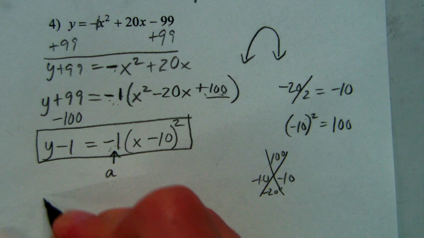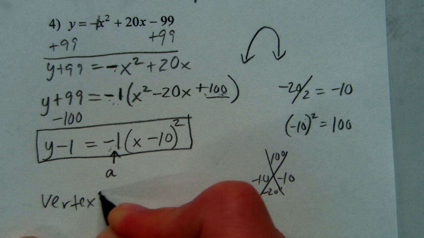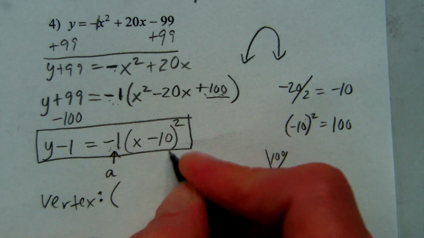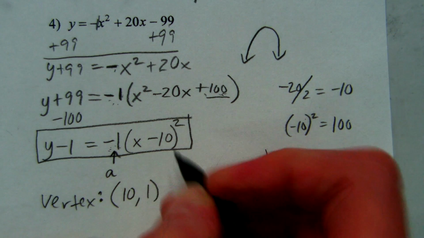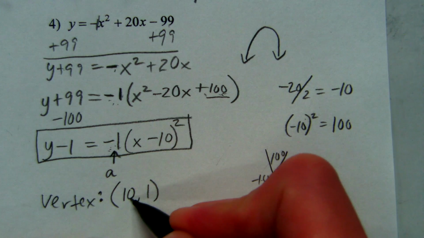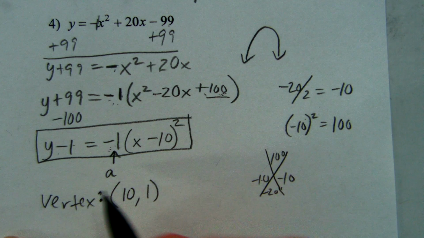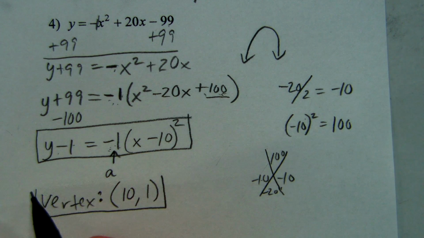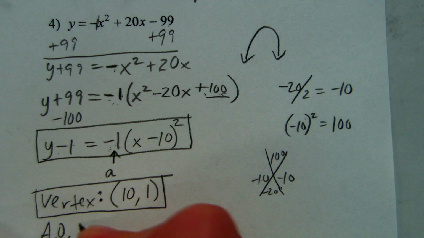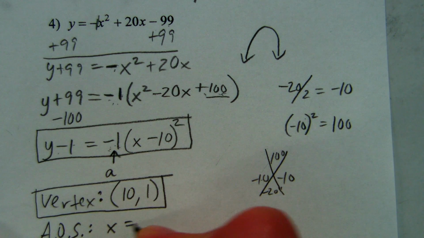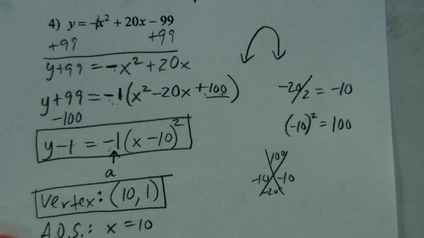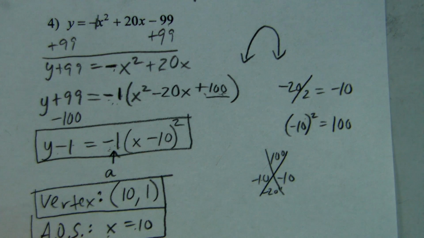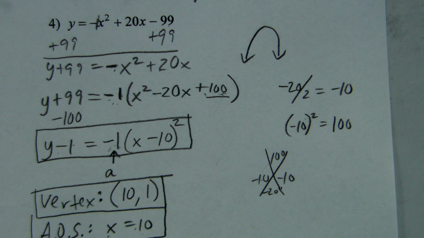We can also get the vertex from this. So what would be the vertex? It would be 10 and 1. So if I have minus 10, I put positive 10. If I have minus 1, I put positive 1. So there's my vertex. And then my axis of symmetry would be x equals 10. You cannot just write 10, because remember, this is the equation of a vertical line. The x equals is what tells you that it goes up and down and not side to side. So you've got to have the x in there. The x is part of the answer.